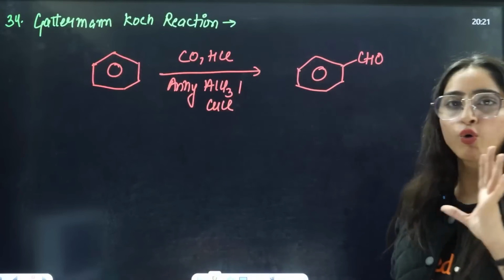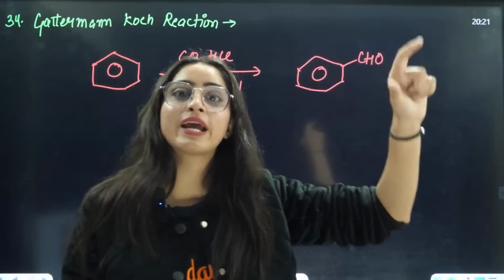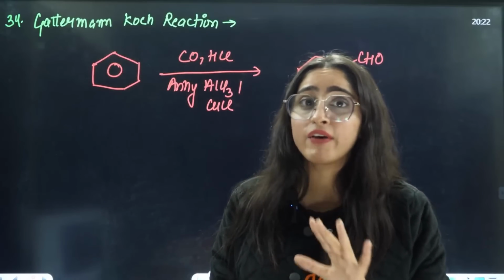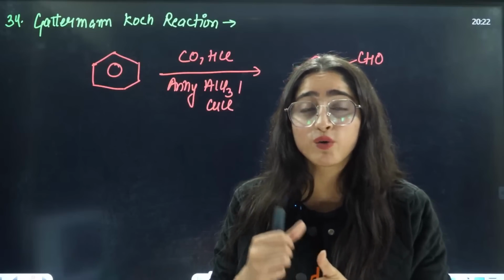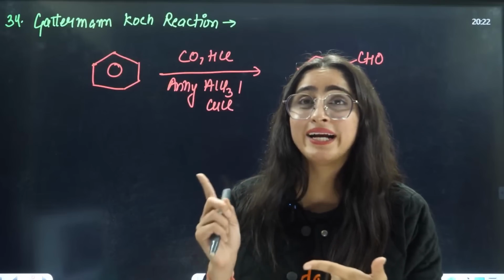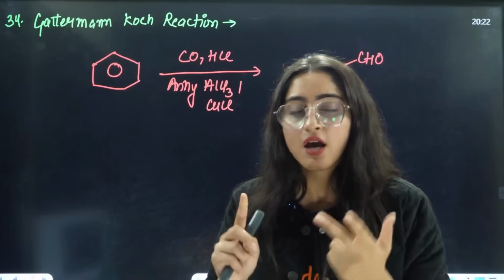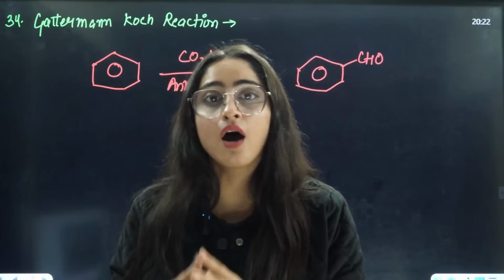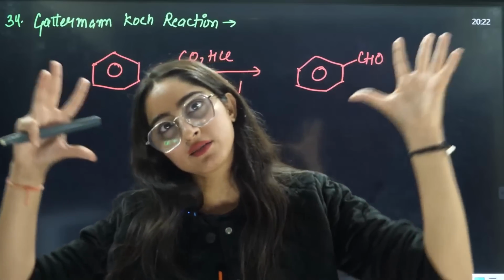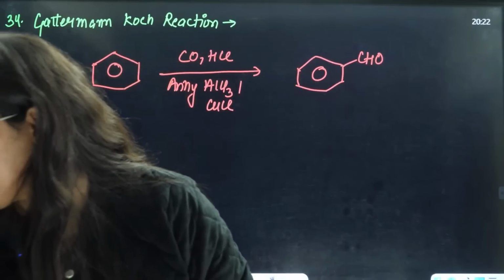Then you have Gattermann-Koch reaction. Now, Gattermann reaction was different. Gattermann-Koch reaction is different. Now, guys, in the next 20 minutes, I am going to do some very, very important reactions: Gattermann-Koch, Aldol, cross-Aldol, Cannizzaro, Hoffmann bromamide, then Gabriel phthalimide, HVZ, Hell-Volhard-Zelinsky. All these reactions are very, very important. So the next 20-30 minutes are going to be like snatching the marks. Okay, everybody?